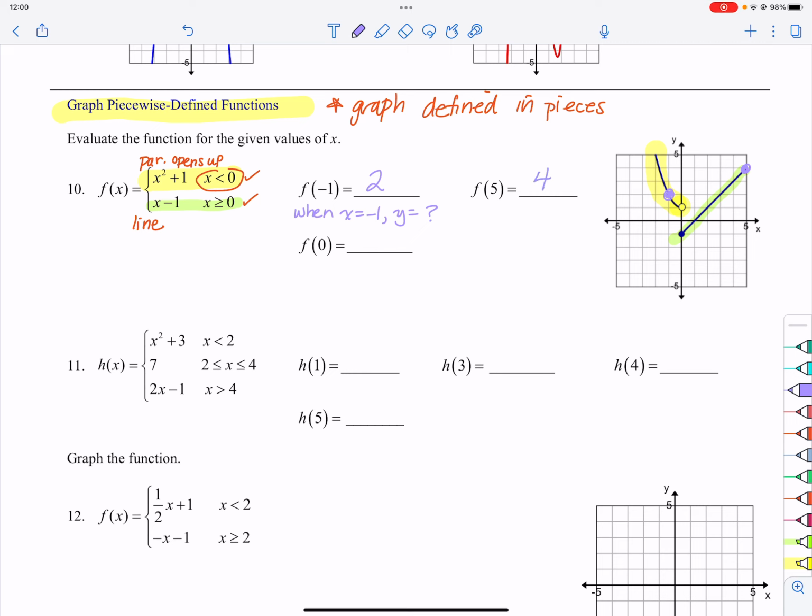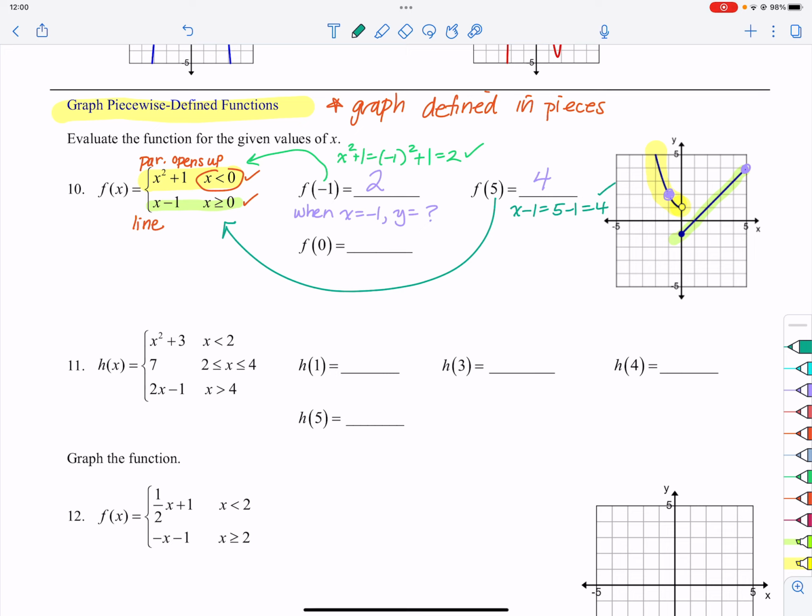Now, what could we also do? Take a look here. If we didn't have the graph, you would notice that negative 1 is an x value less than 0. So we would use x squared plus 1. So negative 1 squared plus 1, and that's equal to 2. So if we don't have the graph, we would use the function definition. Likewise, for f of 5, we would say that 5 is greater than or equal to 0. So we would use x minus 1. So 5 minus 1 is 4.